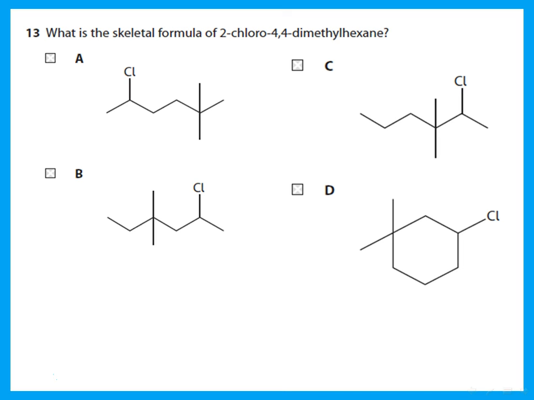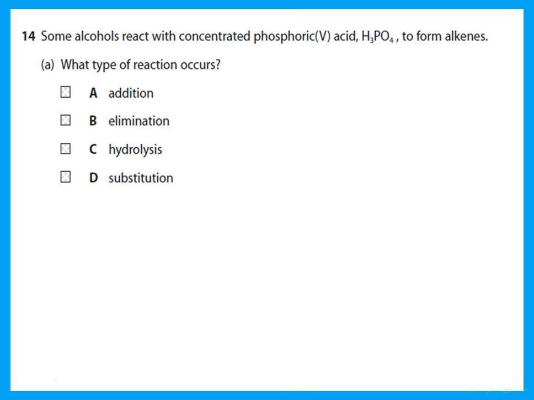What is the skeletal formula of 2-chloro-4,4-dimethylhexane? So, which of these is this compound? Hexane means the longest chain is 6 carbons. Of course, D is not the correct answer. Then I want chlorine on carbon number 2, and on carbon number 4 I need 2 methyls, so that is obviously the structure in B.